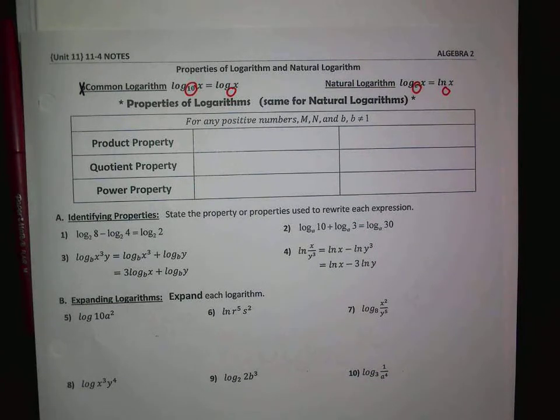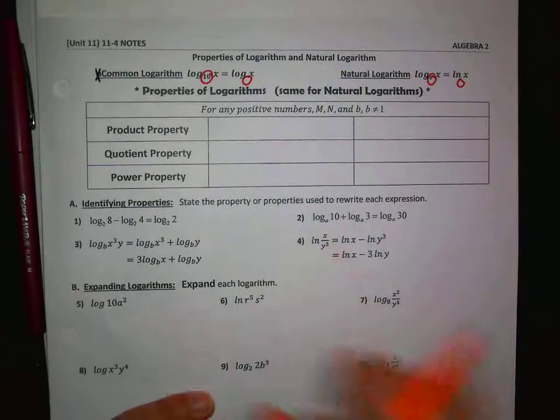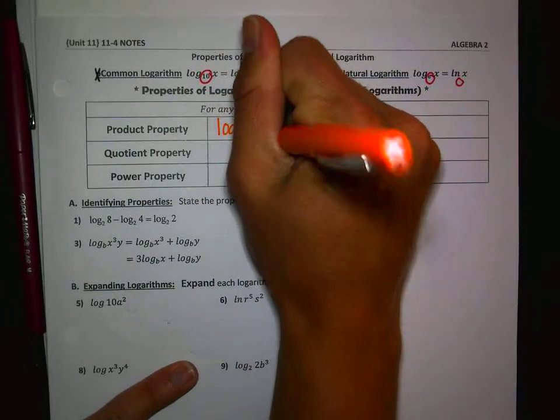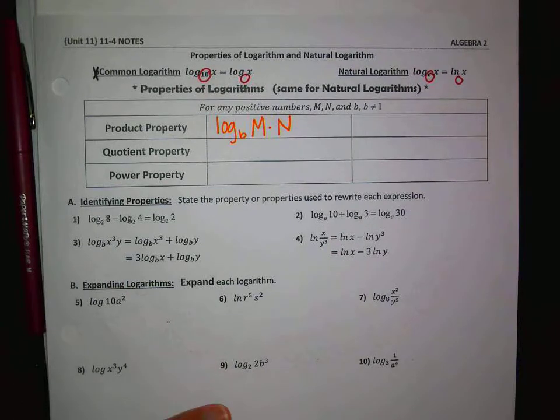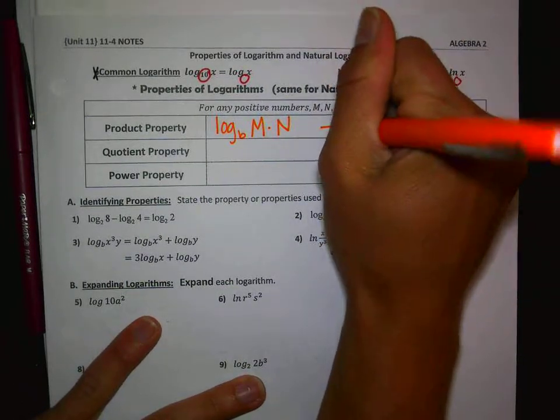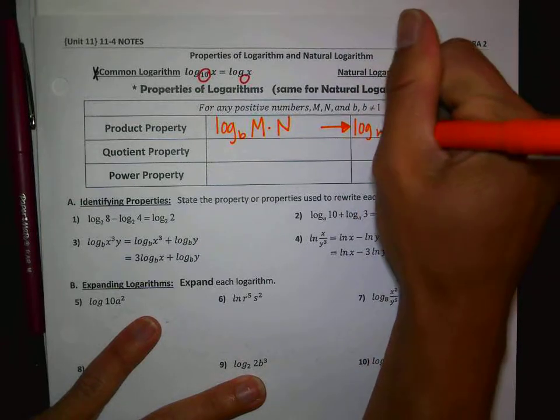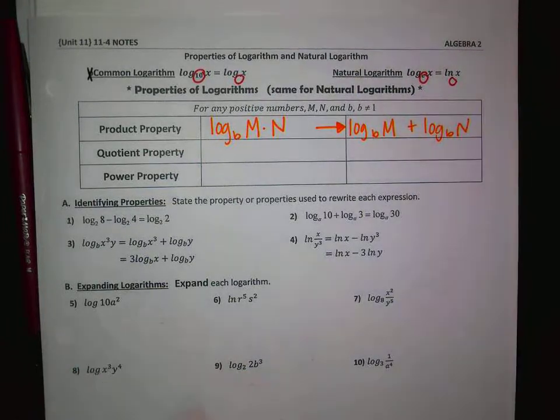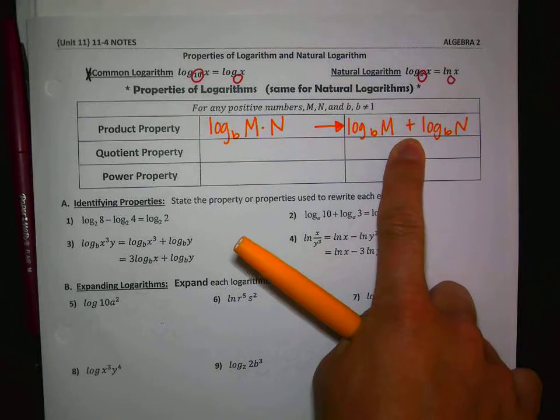All right, properties of logs. You're going to need to know these three properties of the logs, and it is the same for natural logs. The first one is the product property, which means that if I have log base B of m times n, two things that are being multiplied, I can split that log up to be log base B of m plus log base B of n. So you basically just split the m and the n up, and you're going to put a log in front of both of them. And you split it up with a plus sign. So multiplication and addition go together.